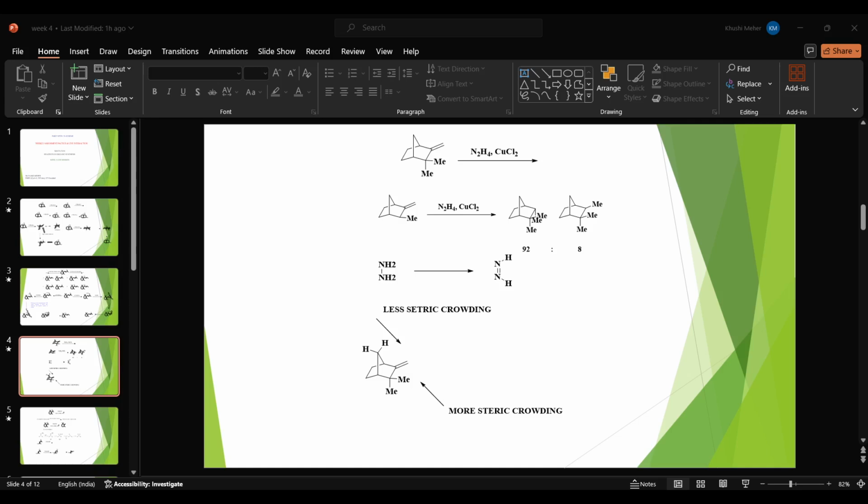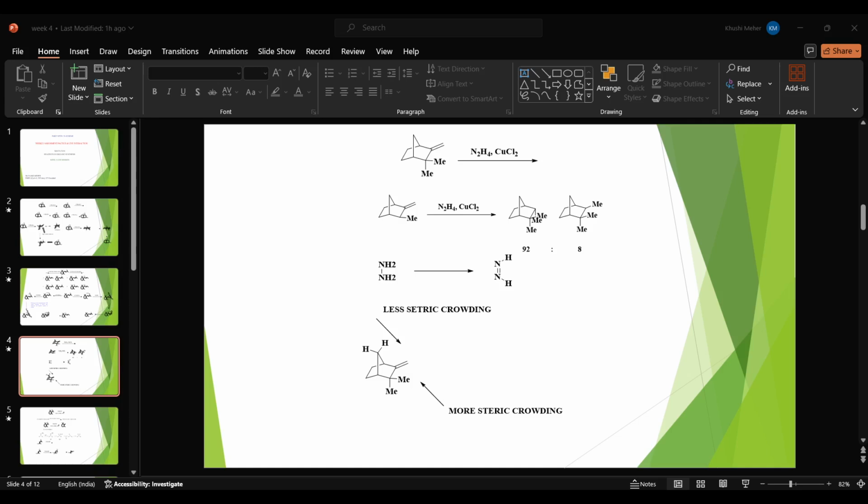First you have to calculate when it comes from the Re face, what will be the energy, and when it comes from the Si face, how much your energy is. In which case your energy is less, in that particular case your attack will happen and you will get your product. Okay, these are the general things. Generally, DFT studies are needed to explain, for asymmetric synthesis, why only a particular kind of attack will happen.